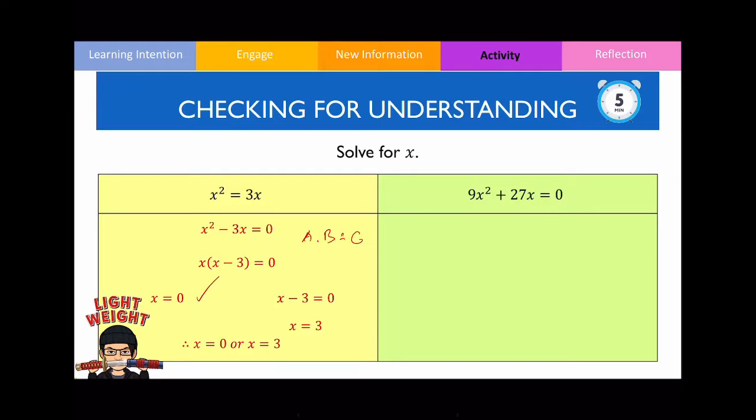For my next example, your highest common factor is equal to 9x. I factorize it as such, and therefore I'm going to equate 9x equals 0 as well as x plus 3 is equal to 0. You divide both sides over here by 9. Therefore, x is going to equal 0. And for this one, I've subtracted 3 from both sides. Therefore, x is equal to negative 3. And those are my solutions. I'm hoping that you were able to answer this without any problems at all.